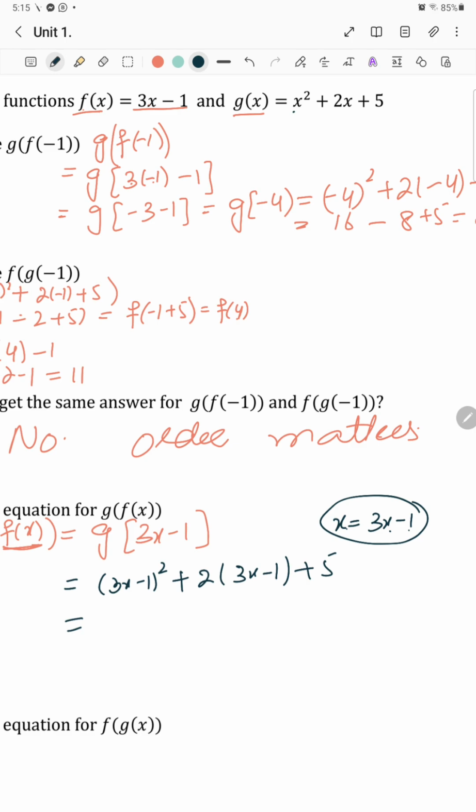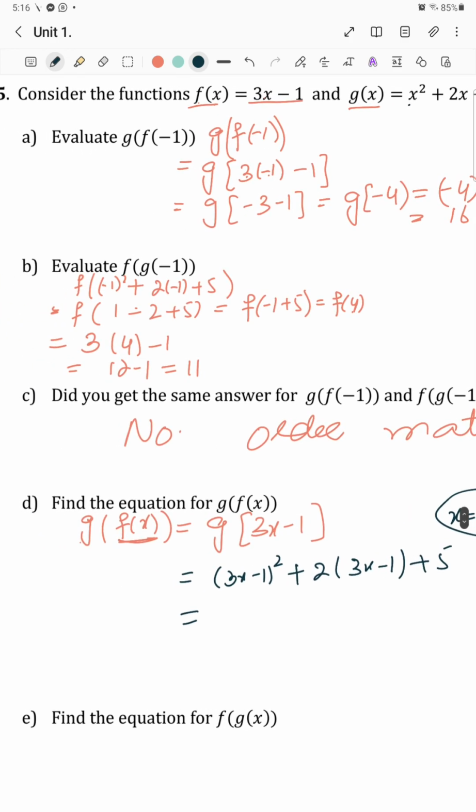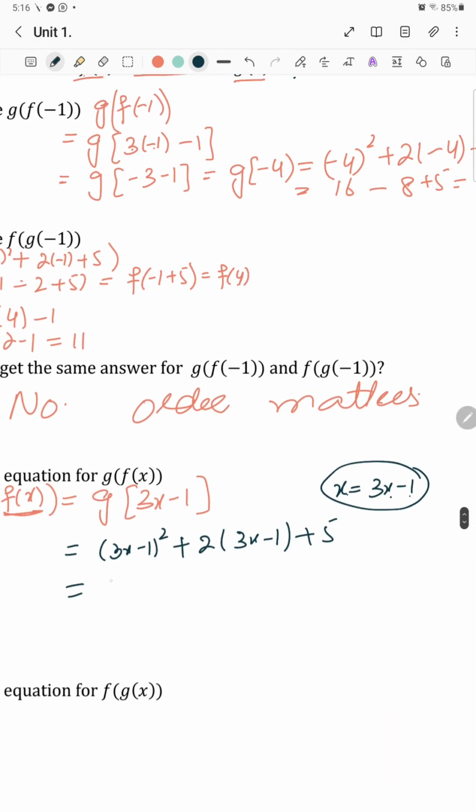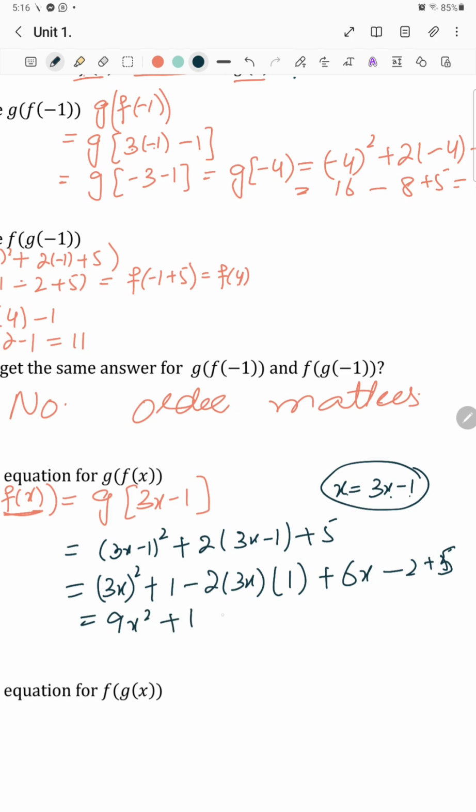So let's open it. It's a minus b whole square, so it's going to be a square plus b square minus 2ab, plus 6x minus 2 plus 5. 9x square plus 1 minus 6x plus 6x minus 2 plus 5. 9x square, 5 plus 1, 6 minus 2, 4.